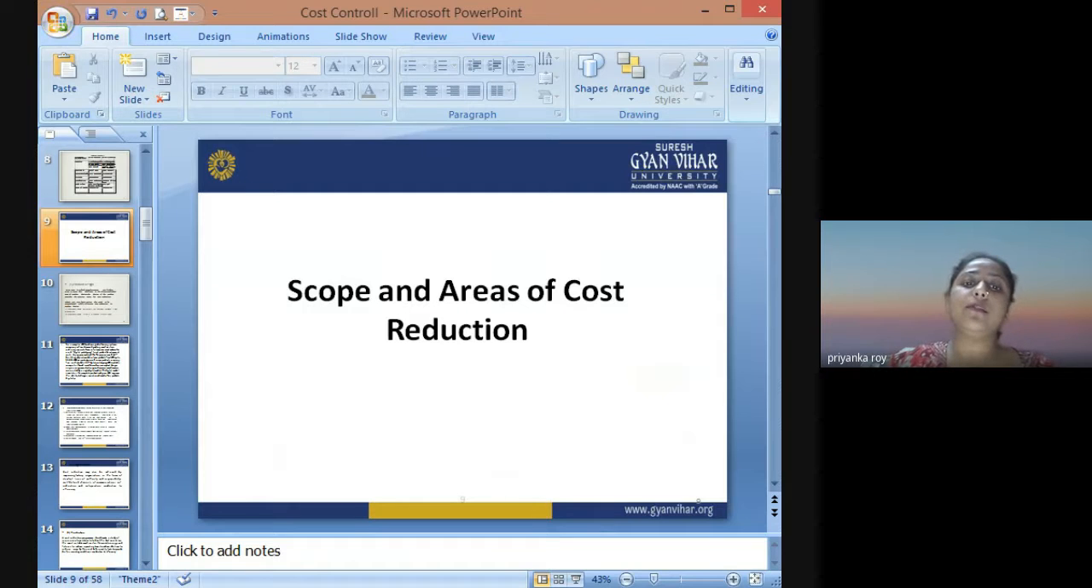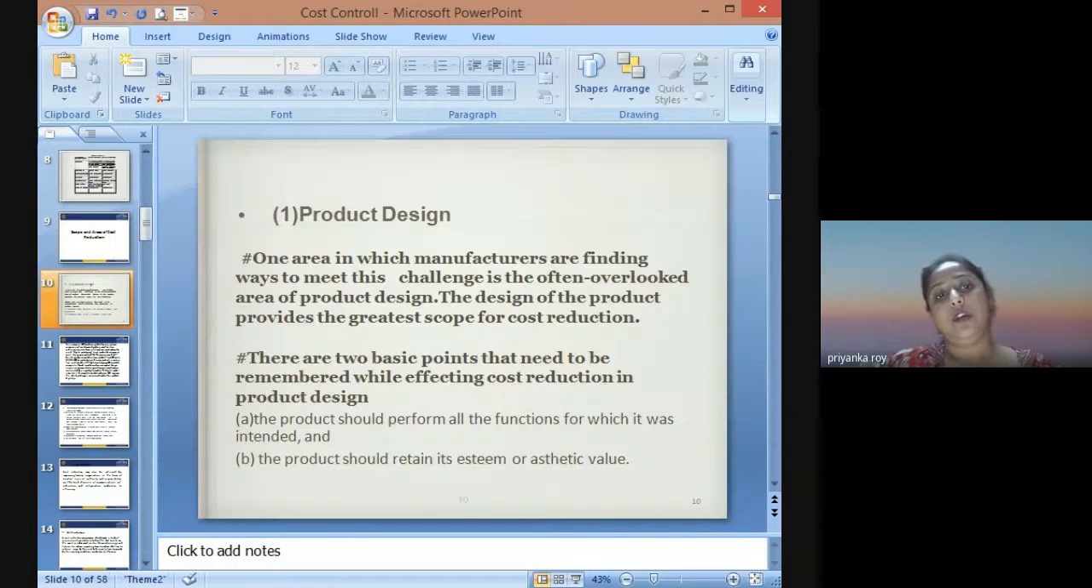Scopes and areas of cost reduction. Okay, so now let's understand the scopes and areas of cost reduction. Production design: this is often an overlooked area for manufacturers finding ways to meet these challenges. The design of production provides the greatest scope for cost reduction.